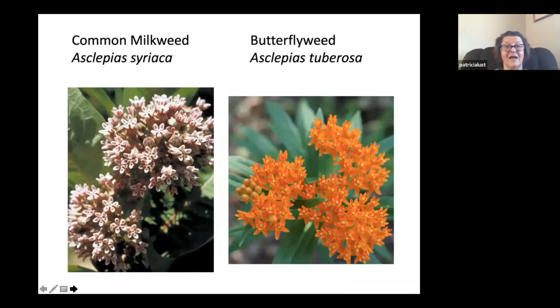Oops, I think we missed that. Yeah, we almost missed my favorite slide here. Common milkweed and butterfly weed.